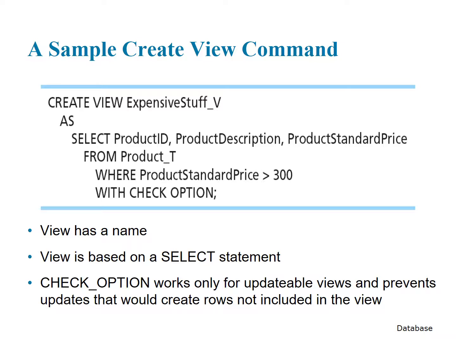Sample create view command. Create view expensive_stuff_view as select product ID, product description, product standard price from product table where product standard price greater than 300 with check option. A view has a name and is based on a select statement. Check option works only for updates over the view and prevents updates that would create rows not included in the view.